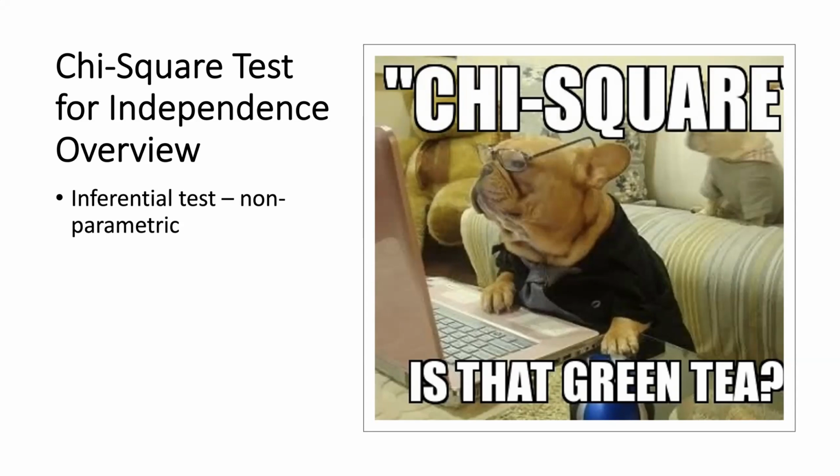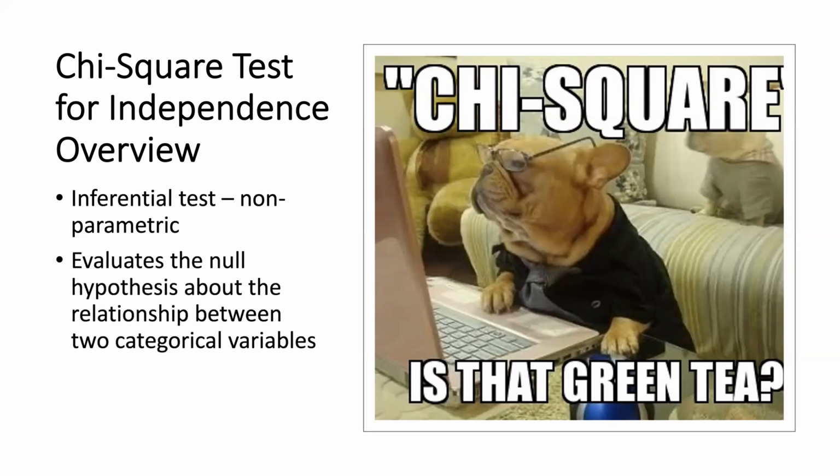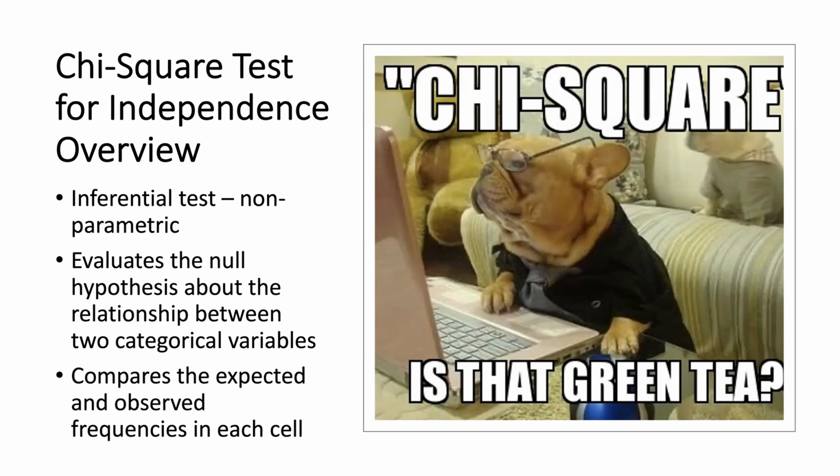This is a non-parametric test, so we are not relying on assumptions of normality. And what we're going to do is look at the relationship between two categorical variables. It's all about evaluating if the variables are related in some way based on the frequency. So that's why we're talking about categorical variables. And we're going to do that by comparing what we would expect to find if there was no relationship and what we actually will find in the cells of the table.